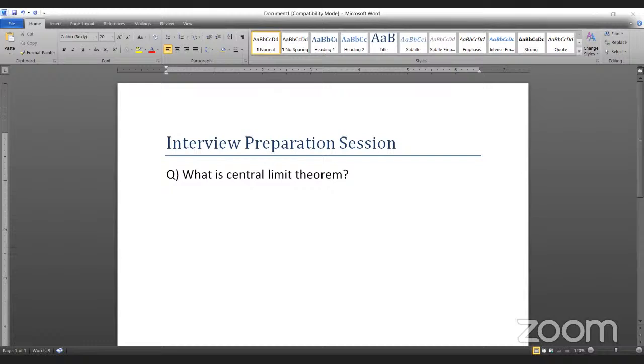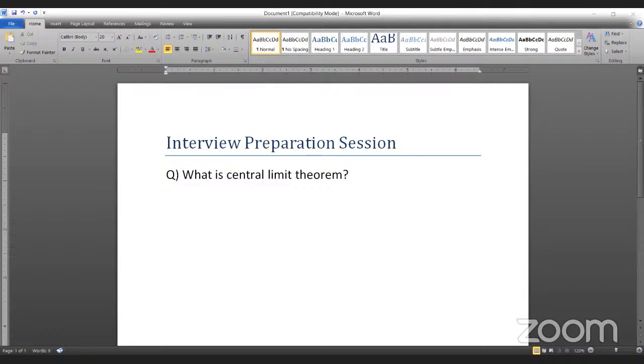Central limit theorem states the distribution of a sample. So we take a sample from a population. The distribution of that sample, which comprises a large sample size, meaning greater than 30, is always normally distributed. In other words, we can say the original population distribution has no effect on the distribution of the sample.